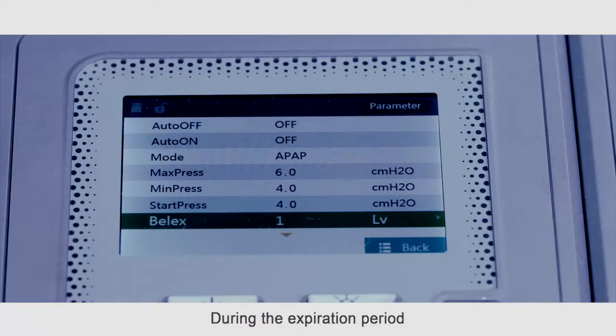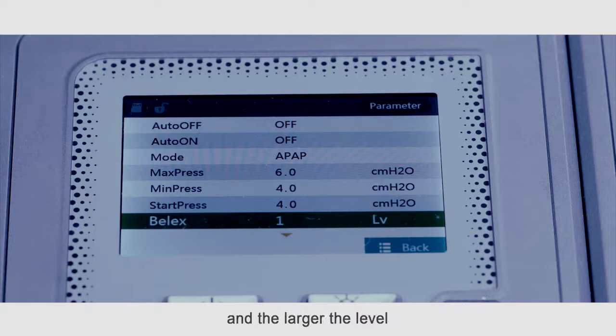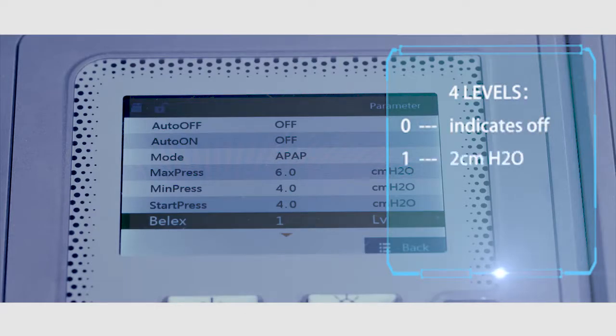Relax during the expiration period. The airway pressure is lowered on the basis of the set pressure, and the larger the level, the greater the reduced pressure. There are 4 levels. 0 indicates off. 1 is 2 centimeters of water pressure. 2 is 3 centimeters water pressure. And 3 is 4 centimeters water pressure.